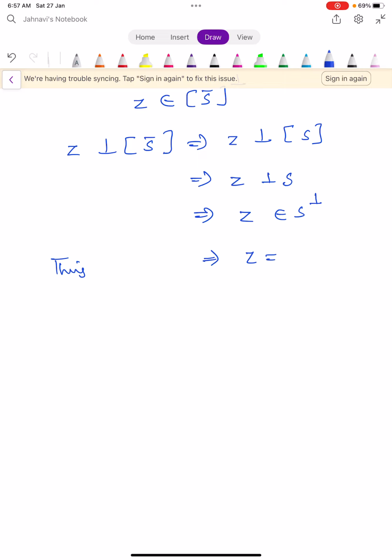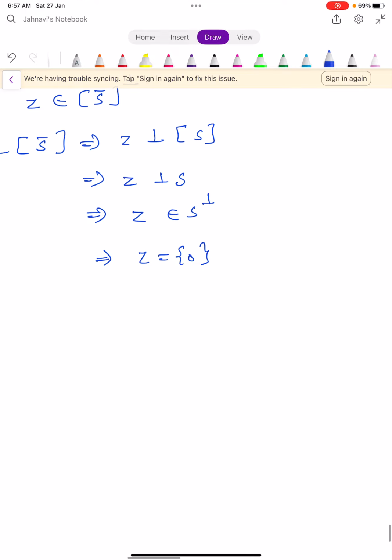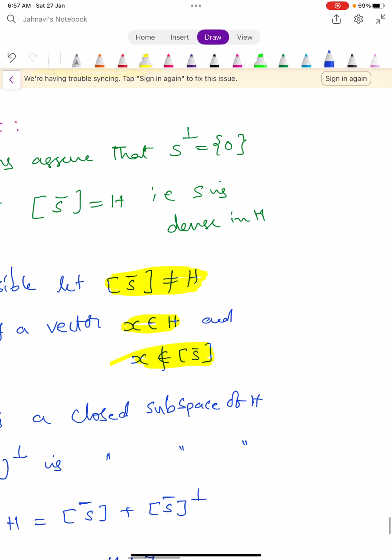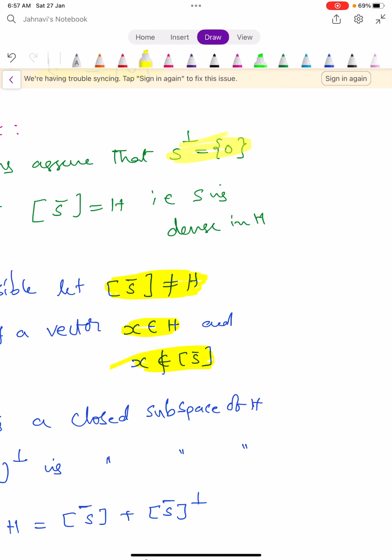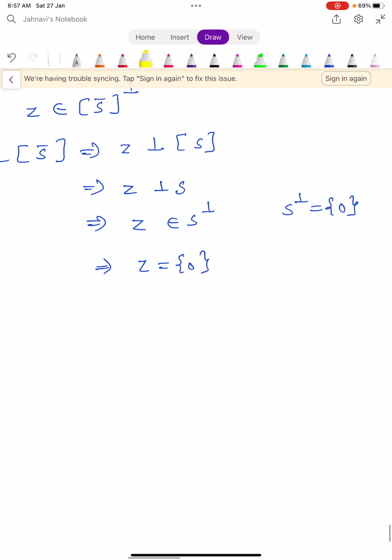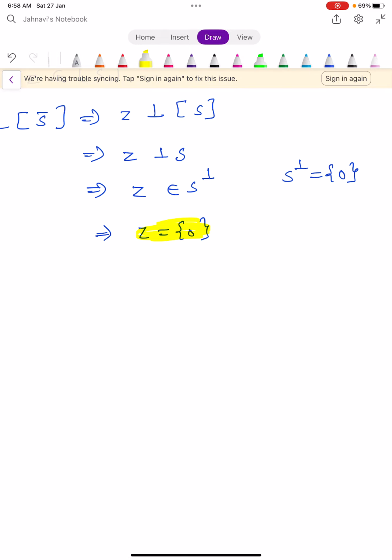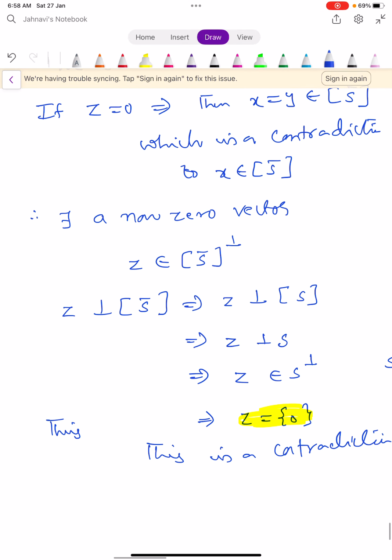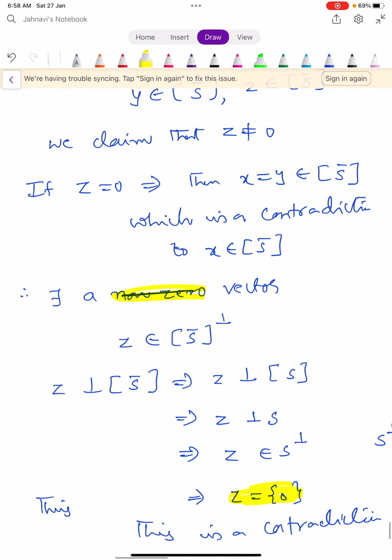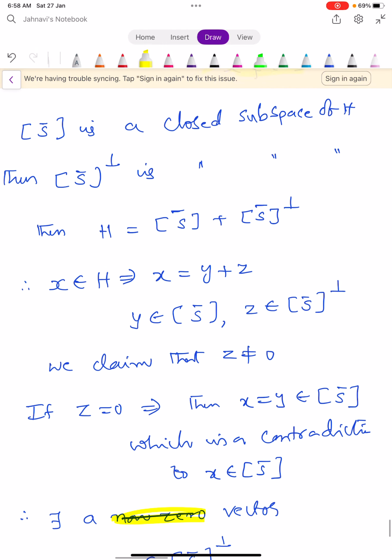Thus z is equal to 0 because S perpendicular consists of only one vector, the 0 vector. We assumed the same thing here: that S perpendicular is equal to {0}. So obviously this element z becomes 0, but this is a contradiction because we assumed that z is a non-zero vector. Clearly z is a non-zero vector. So this contradiction exists because of our assumption.